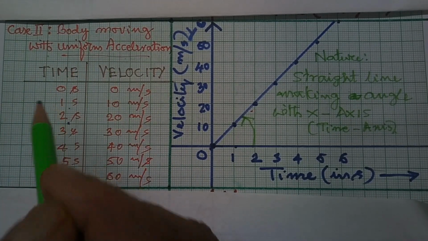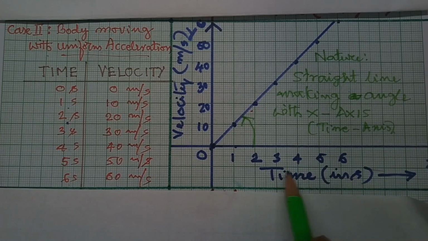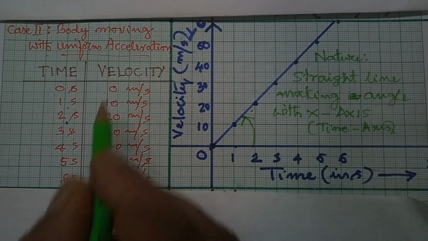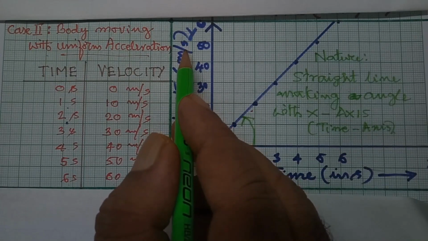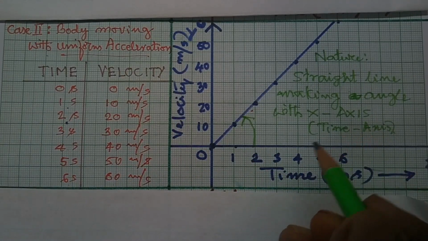If you draw the graph for this, as usual, we are taking time in seconds on the x-axis because I have given it in seconds here. Velocity on the y-axis we are taking in meter per second. Whatever the unit it is given in the table, that you have to take up. Okay. Now let us see here.